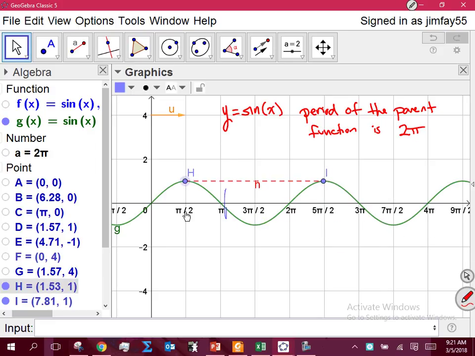In physics, you might talk about the distance it takes from a maximum back to a maximum. In physics, you might refer to that as the wavelength.